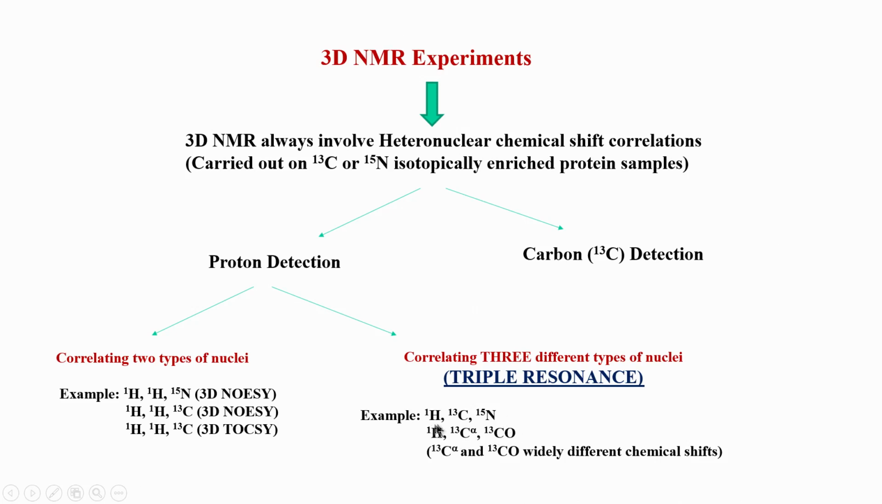We will look at these 3D types of experiments in the next class and see how we can start building the basic 3D NMR experiments. From there we will go on to look at 3D HNCO, 3D HNCA and different types of 3D NMR experiments which are carried out on isotopically labeled proteins. These are the experiments which will be very useful for us to do the assignment of the backbone and side chain. We will see that in the subsequent class.